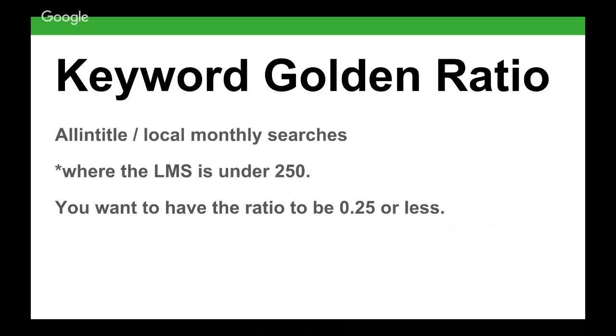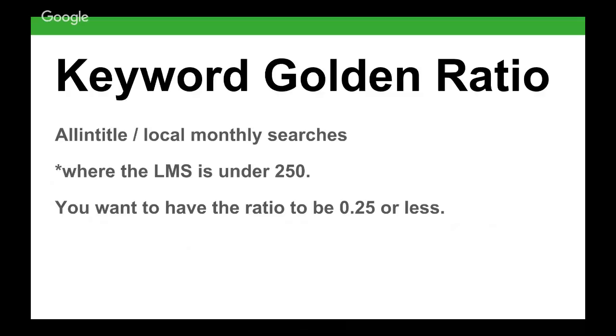So this is where the keyword golden ratio comes into play. We'll go over a specific example, but here's the pure formula and definition. The all in title is a specific Google advanced search command that you could use in the search bar. You take the all in title number of results and divide it by the local monthly search volume, which generally we'll just assume is going to be the US.